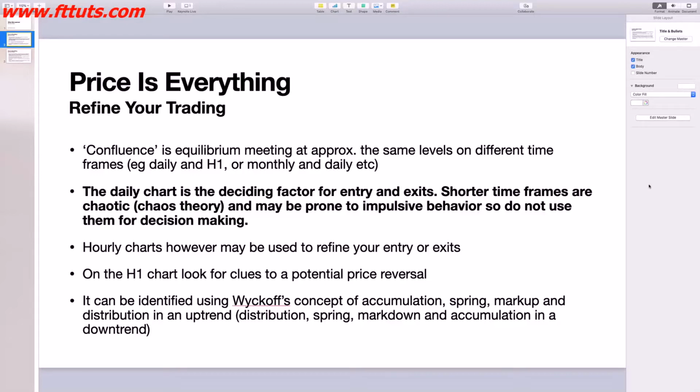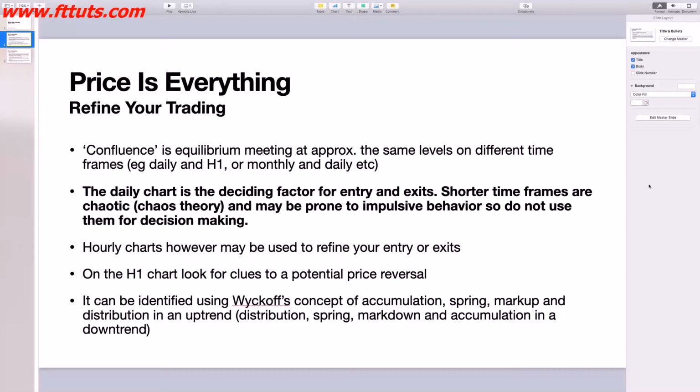Scott mentioned confluence. Confluence is just the equilibrium meeting at approximately the same levels on different time frames. So if you have a 50% equilibrium on the daily, and you're doing an equilibrium on the H1, and they look like they're about at the same level, that is confluence. Or you could be doing it on a monthly and a daily. So if you have a 50% equilibrium on the monthly, or a quadrant on the monthly that has an equilibrium, and it's also on the daily at about approximately the same level, that is confluence.